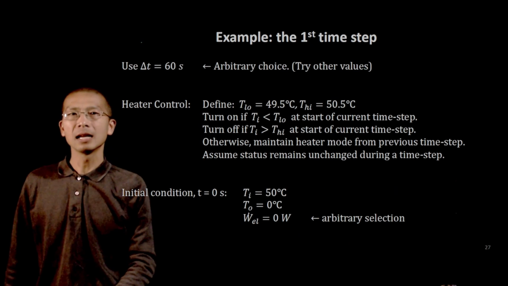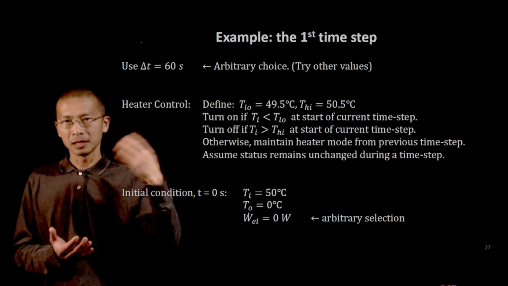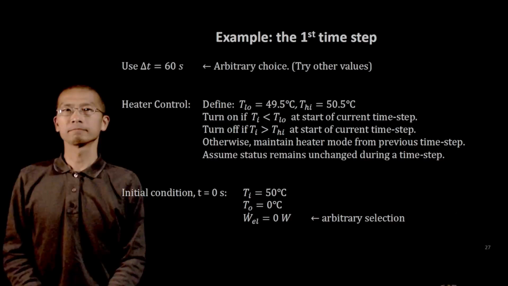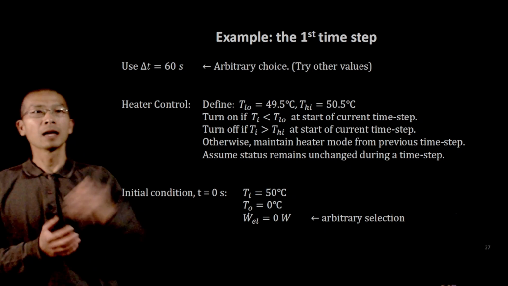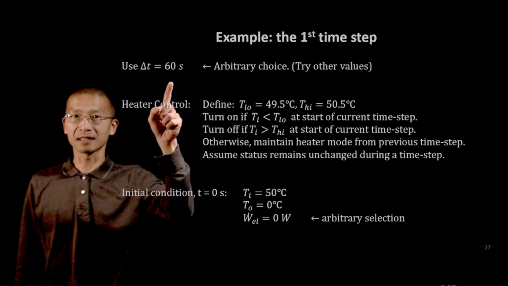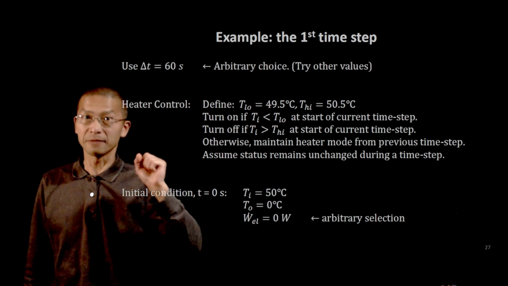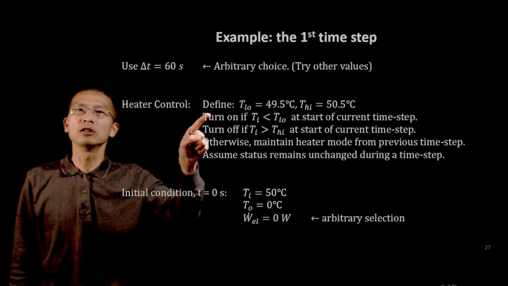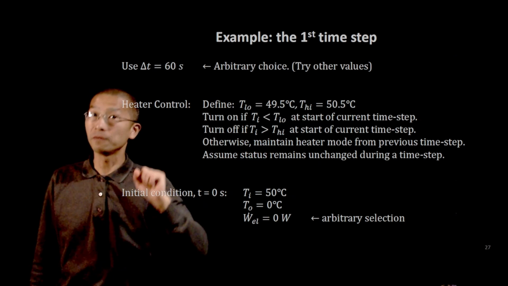So let's perform an example calculation for a single time step. We will use the values from the previous section with some additional information here. Let's perform the first time step. For this simulation, we're going to use a time step of 60 seconds, delta t equal to 60 seconds. That is an arbitrary choice. We can use other values if we want, but here we're going to use 60 seconds. For heater control, we'll define the low temperature set point to be 49.5 and the high temperature set point to be 50.5 degrees C.